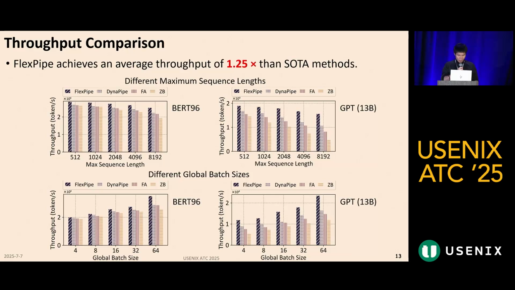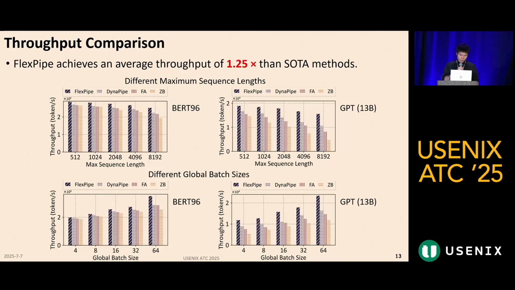FlexPipe significantly outperforms state-of-the-art methods in terms of average training throughput. Across different maximum sequence lengths and global batch sizes, FlexPipe achieves an average of 1.25 times higher training throughput than SOTA frameworks. The top graphs show throughput across different maximum sequence lengths. FlexPipe achieves 40% and 22% higher throughput than zero bubble and flash attention respectively. The bottom graphs illustrate throughput under different global batch sizes.